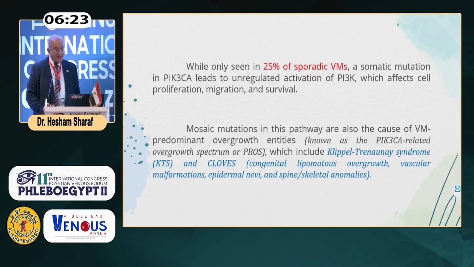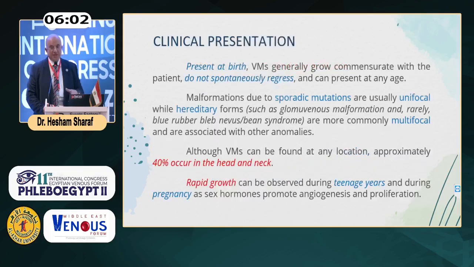While only seen in 25% of sporadic venous malformation, a symptomatic mutation of PIK3CA leads to unregulated activation, which affects cell proliferation, migration, and survival. Mosaic mutation in the pathway are also the cause of venous malformation. This is a genetic hypothesis of the presence of venous malformation.